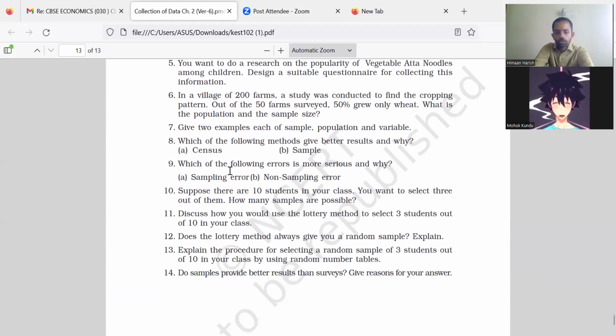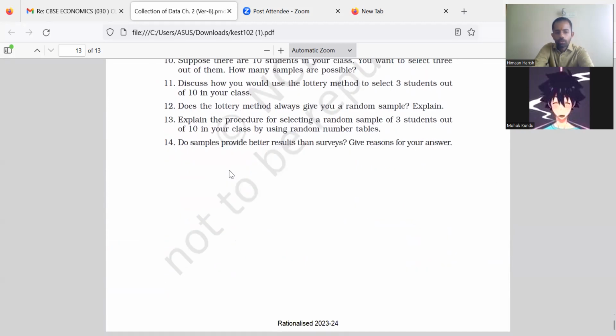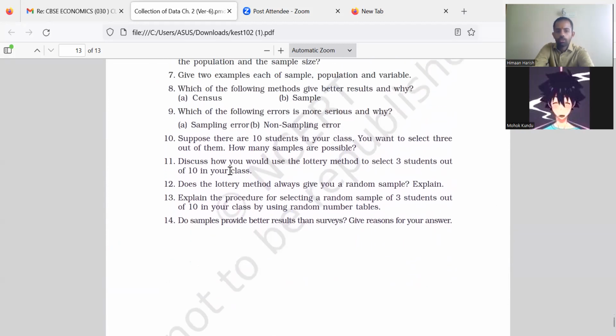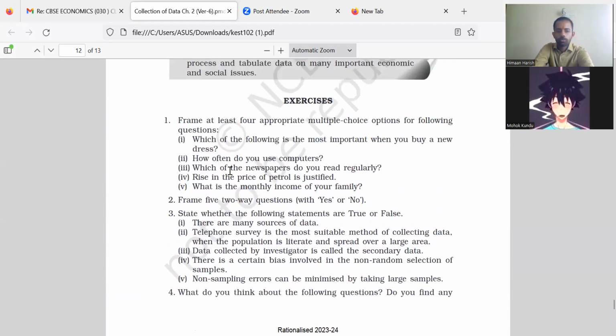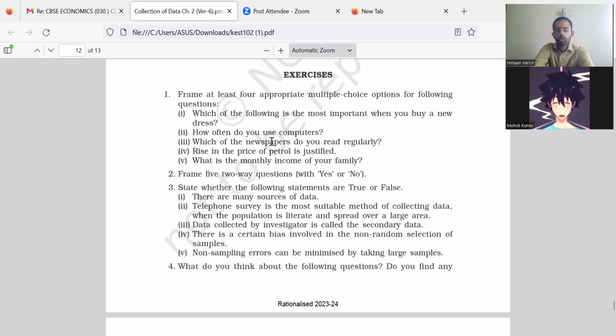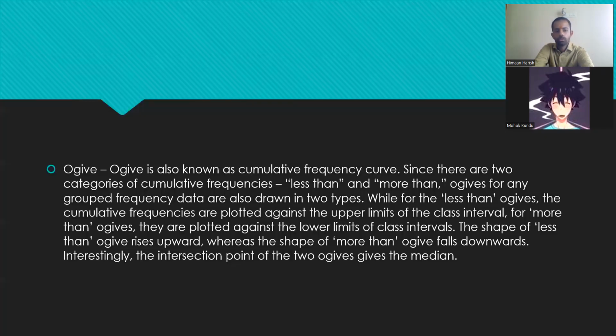So are there any questions regarding ogives in it? No, not really. So we may not have to solve any problems, but we'll have to know the definition and how to represent it definitely. Okay, so we go back to the presentation.